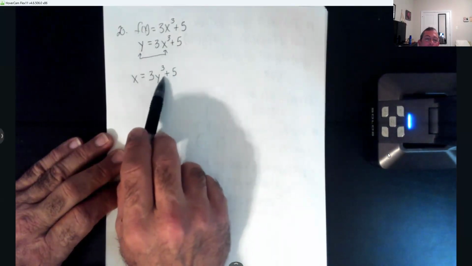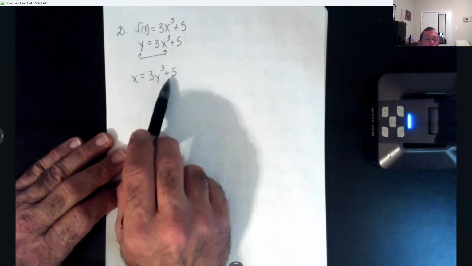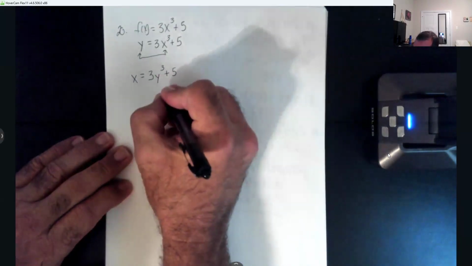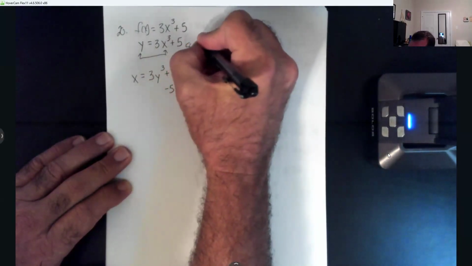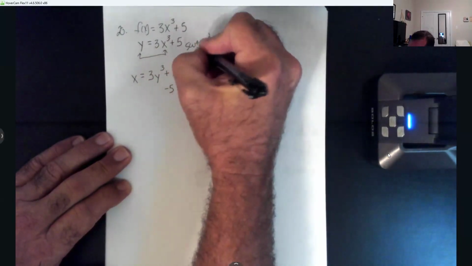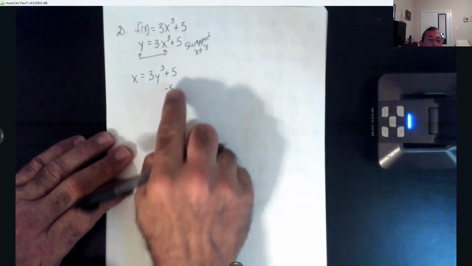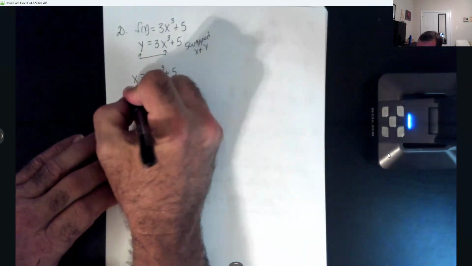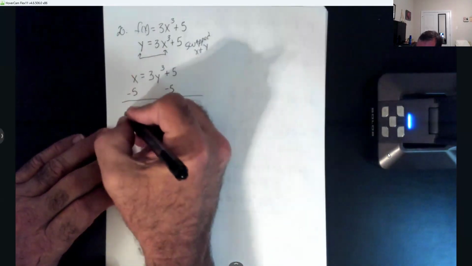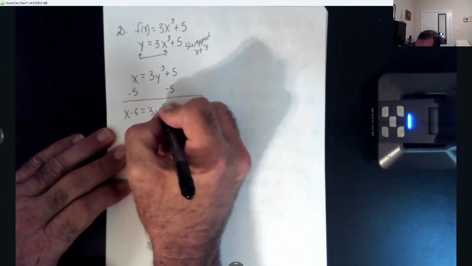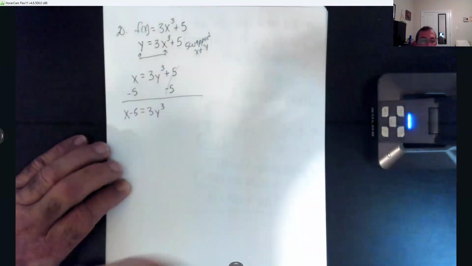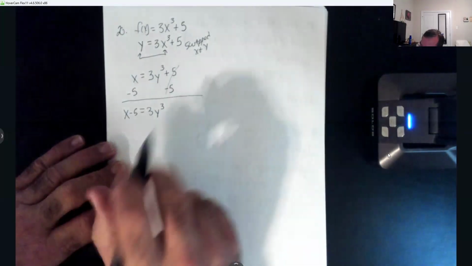All right, y'all, we're going to solve this. So the first step, we're going to subtract 5 from both sides. So here, let me just say we swapped x and y, okay? Now we're just going to start solving it. So I get my x minus 5 over here equals my 3y cubed. Those sort of canceled on that side.